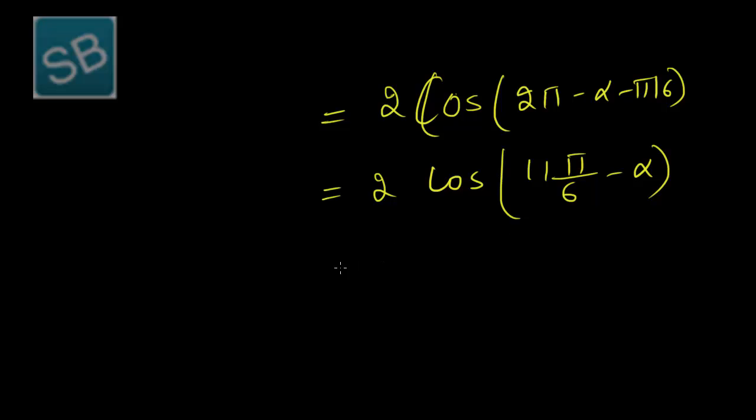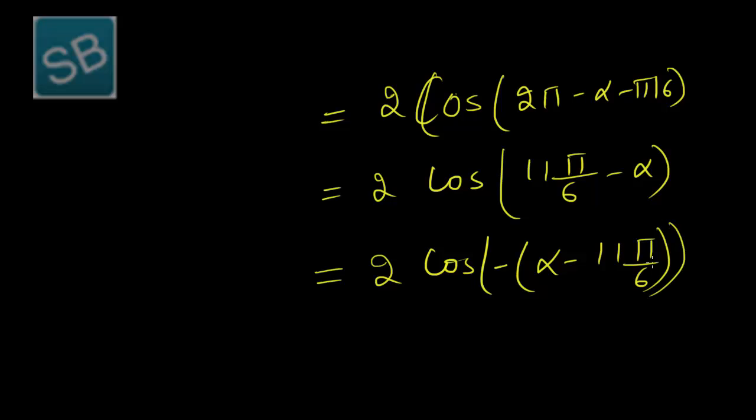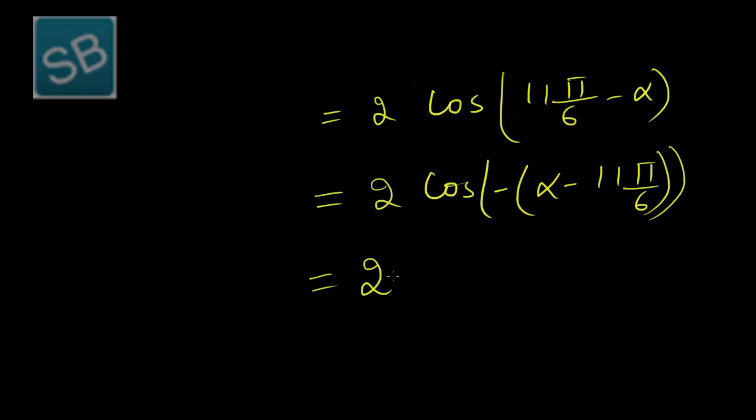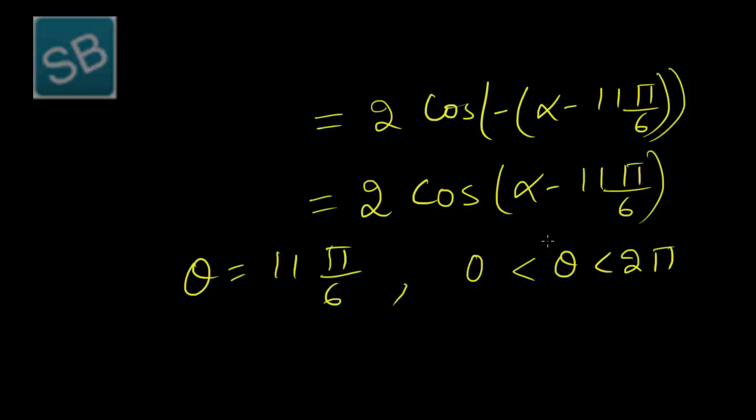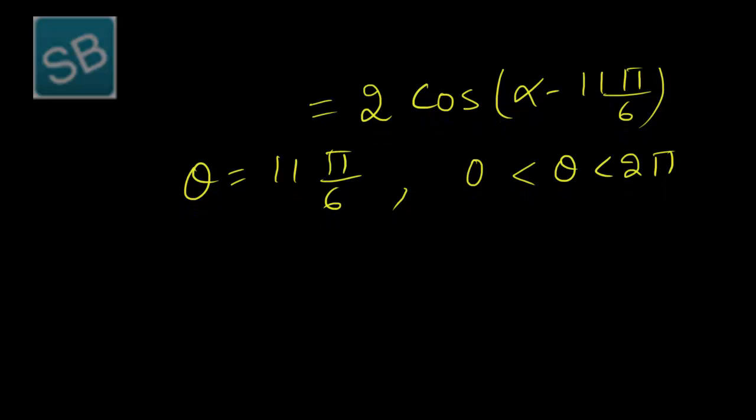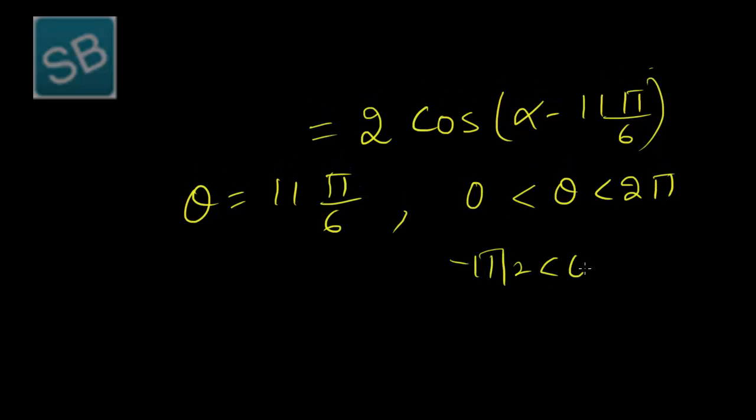We have to form the form r cos alpha minus theta. So minus is common out, we get alpha minus 11 pi over 6. So we get cos of minus theta is cos theta, that is cos alpha minus 11 pi over 6. So on comparing, we get theta is equal to 11 pi over 6, that is lying between 0 to 2 pi. So we get for 0 to 2 pi, theta is 11 pi by 6, and for minus pi by 2 to 0, theta is equal to minus pi over 6. So this completes our result.